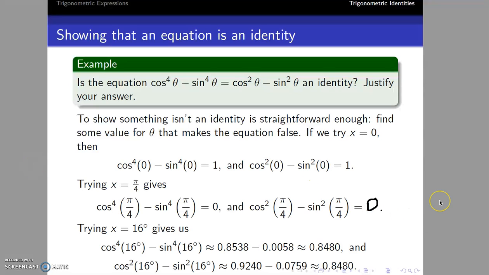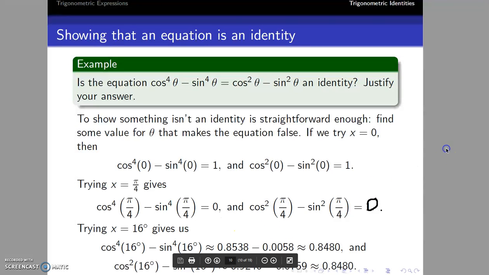See? 0. What typo? So, even then, though, maybe we just picked a bad place. Maybe it's still not an identity. We just keep trying these nice values for which it works. All right, well, let's try something weird. Let's try 16 degrees. That's not anything nice. We have to bust out a calculator for it.